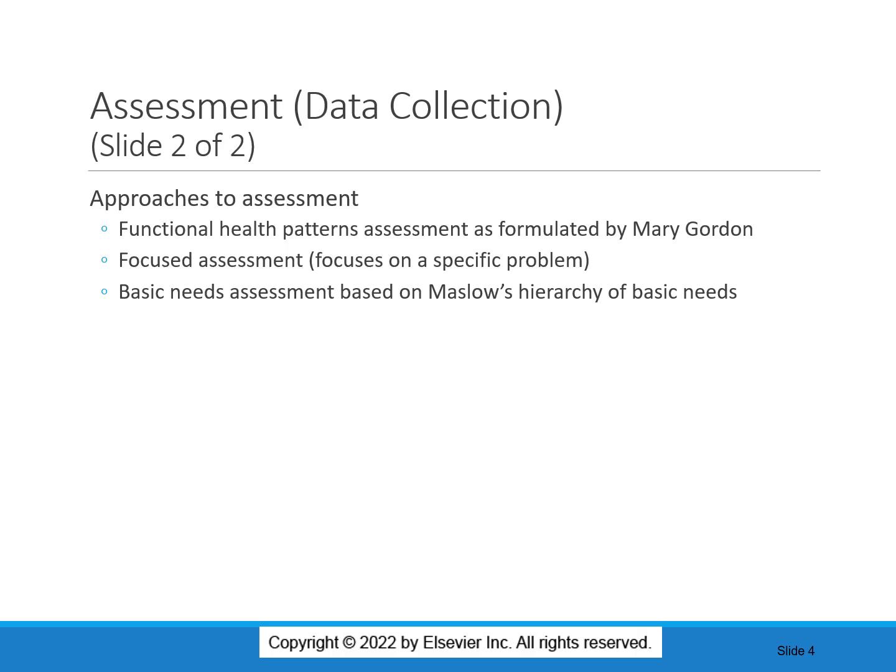A third method is to assess every area in Maslow's hierarchy of basic needs. Whatever method is used, the assessment and data collection must be comprehensive. This means covering all aspects of the patient, including physical, psychosocial, and spiritual.